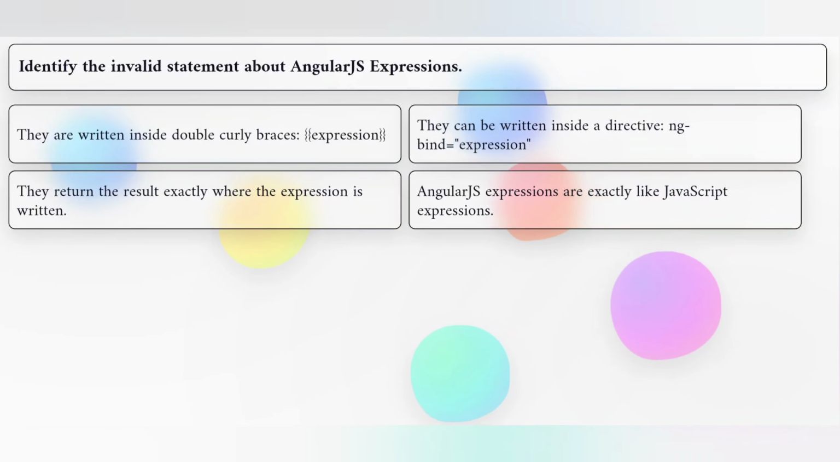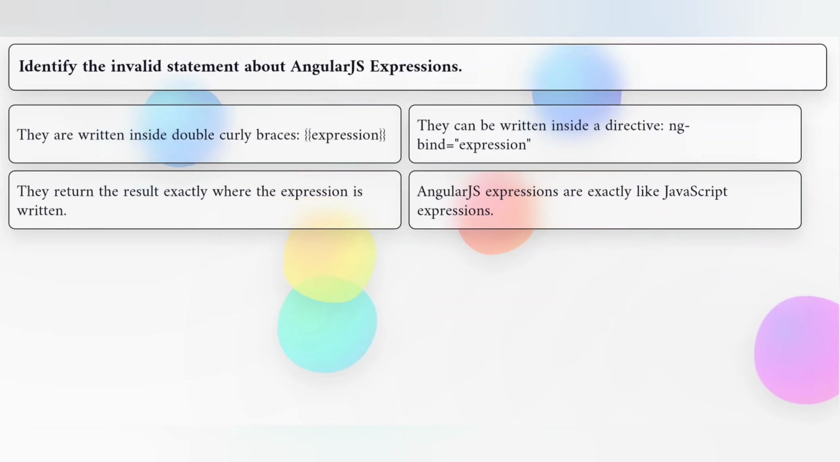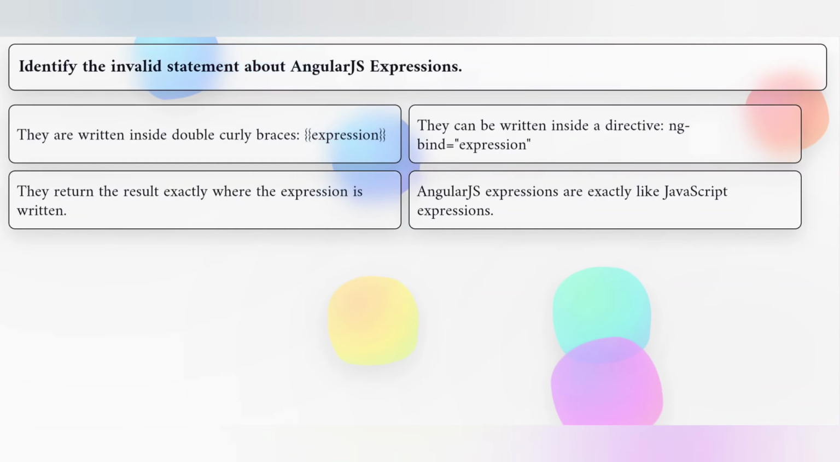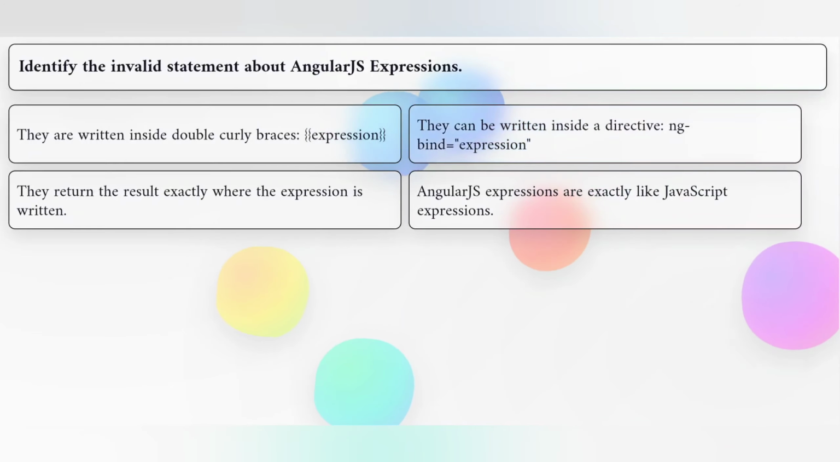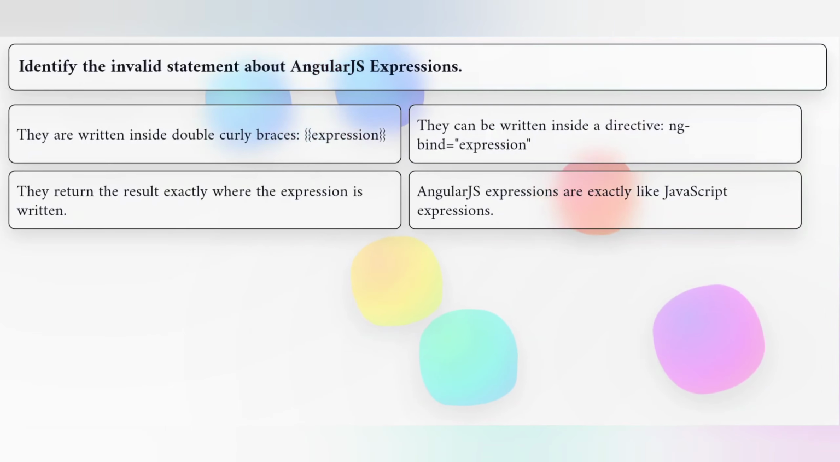Identify the invalid statement about AngularJS expressions. They are written inside double curly braces, {{ expression }}. They can be written inside a directive, ng-bind="expression". They return the result exactly where the expression is written. AngularJS expressions are exactly like JavaScript expressions.